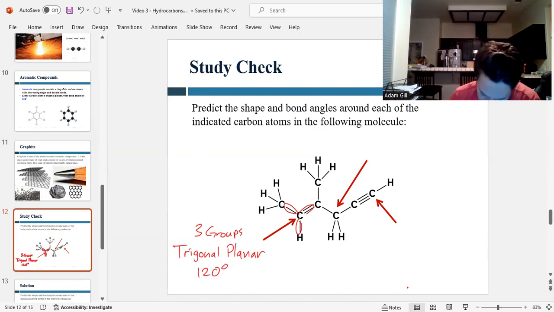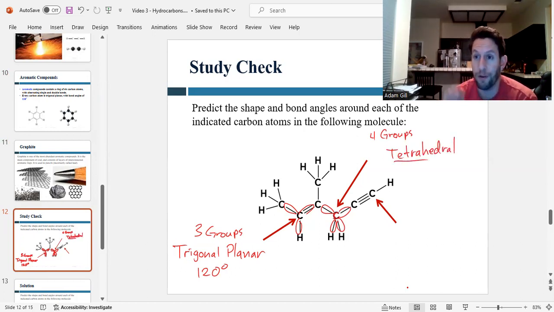Now, this carbon here looks like it has 1, 2, 3, 4 groups attached. So if you have 4 groups, your shape is tetrahedral. Remember, tetra is Greek for 4, so 4 groups, tetrahedral. And the bond angle is 109 degrees.